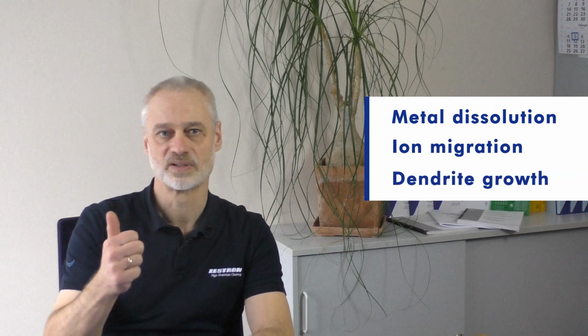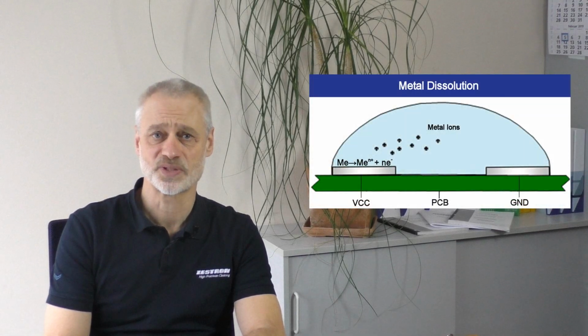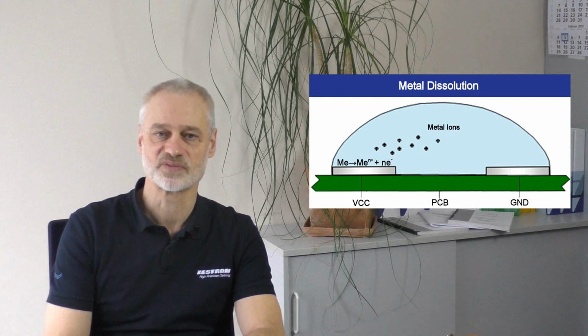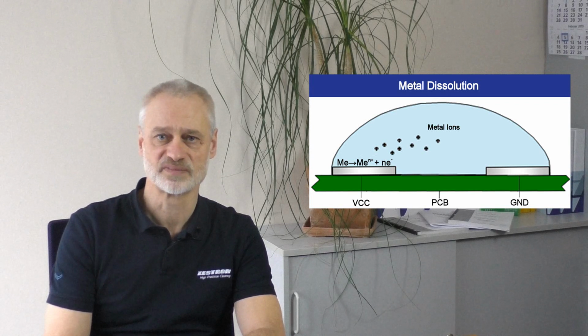What does ECM mean and how does it work? The mechanism is divided into 3 steps. The first step is the metal dissolution. By the electrolysis of pure, uncontaminated water, which starts at about 1.5 volt, we achieve a strong alkaline condition, which attacks the anode, respectively the power leading contacts.